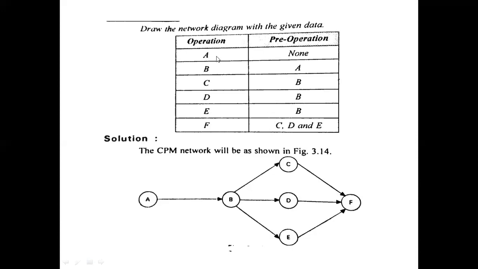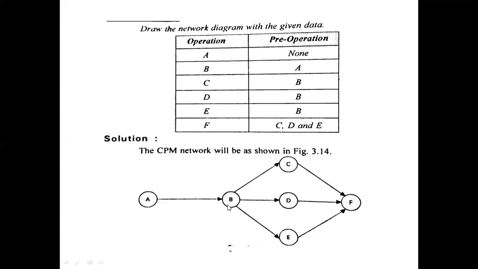See here, for A operation, what is the pre-operation? None. So this is the A operation. Before this, no operation has been done. So this is the first operation to be done. And next, see here, in the next column, what is the given data? B. What is for B? The pre-operation is given as A. So that means after A, you have to proceed to B.